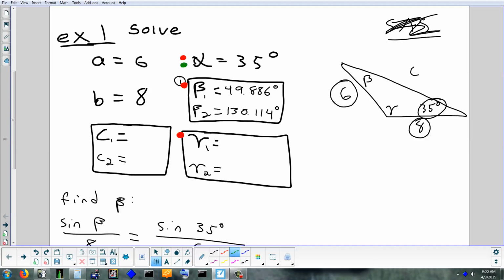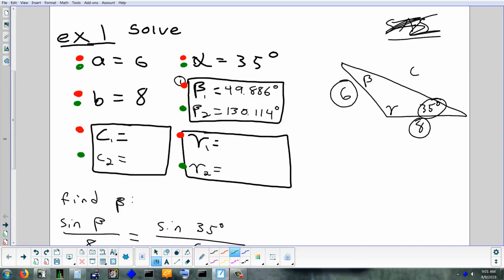In the green triangle, alpha is in the green triangle, beta 2 is in the green triangle, gamma 2 is in the green triangle. So notice alpha is shared. It's in both. The beta 1 and the gamma 1 are just in the red. The beta 2 and the gamma 2 are just in the green. And you could do the same thing with the sides. A is part of the red triangle, B is part of the red triangle, C1 is part of the red triangle. A is also part of the green, B is part of the green, and C2 is part of the green.